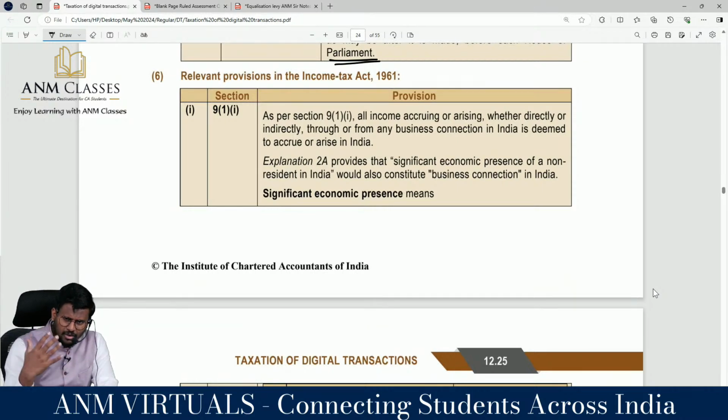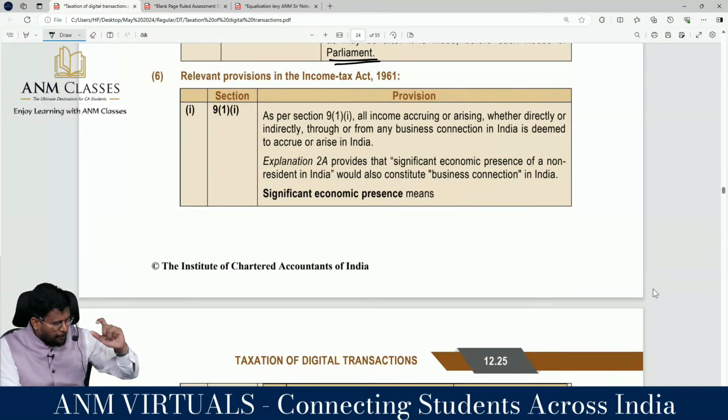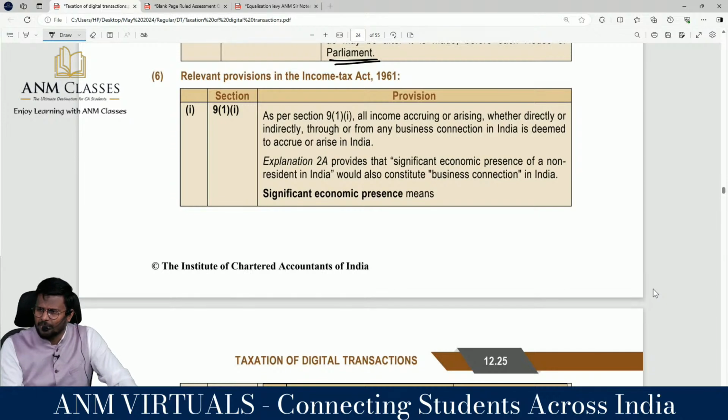Levy and collection of CGST. If it is not at all a supply, if it is a negative list item, if it is covered under 7(2), then why are you looking for levy of GST? Likewise, sir, first it should be a supply. First, the income should accrue or arise in India. That is what is taken in section 9 of the Income Tax Act.